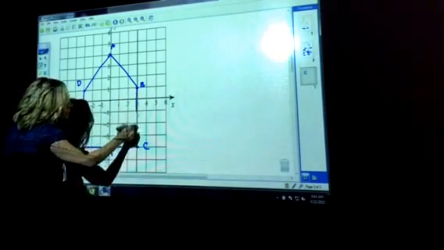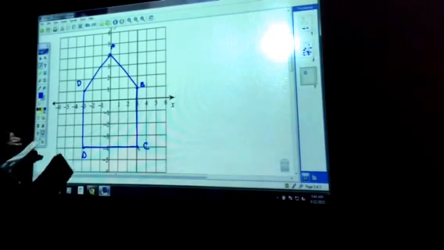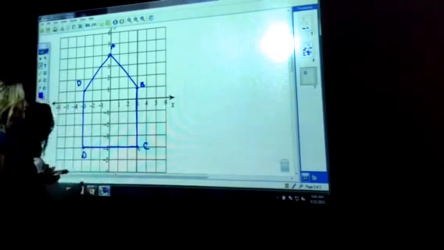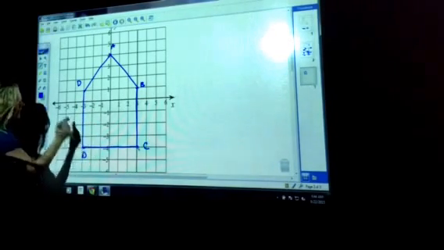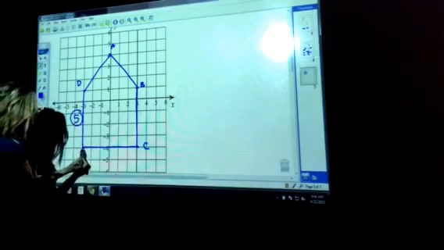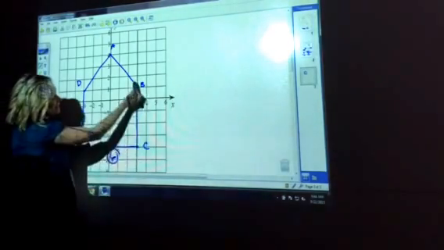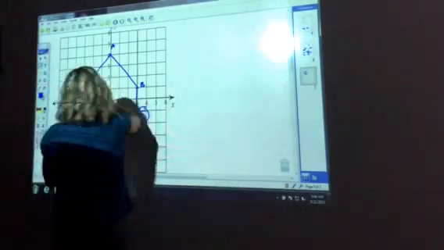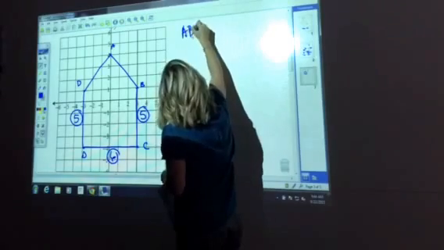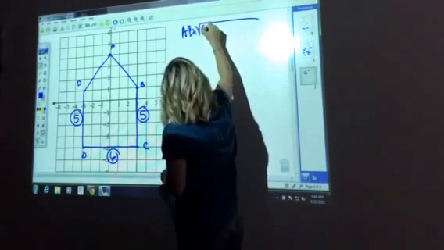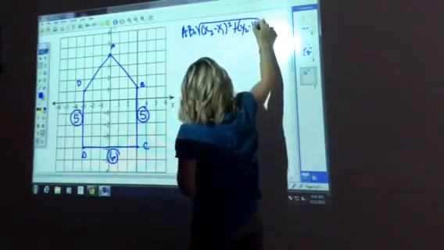They want to know what is the area and what is the perimeter, okay? For perimeter, remember we're adding all of our sides. I can count this side, 1, 2, 3, 4, 5. This side is 5. This one right here is 1, 2, 3, 4, 5, 6. And this side right here is also 5. So now I need to find the length of AD and AB. To do that, I need to use the distance formula. Remember, x2 minus x1 squared plus y2 minus y1 squared.